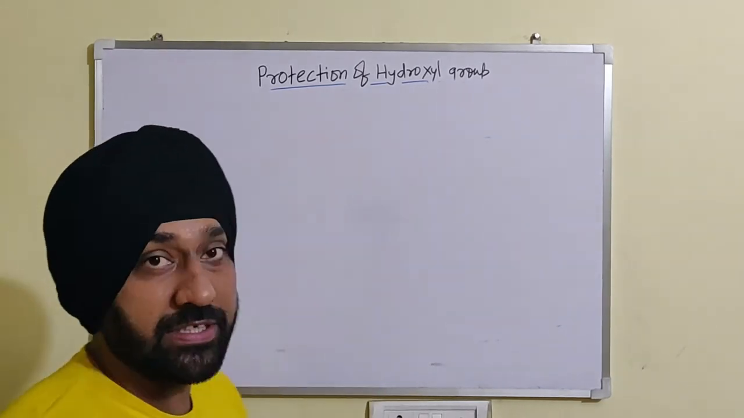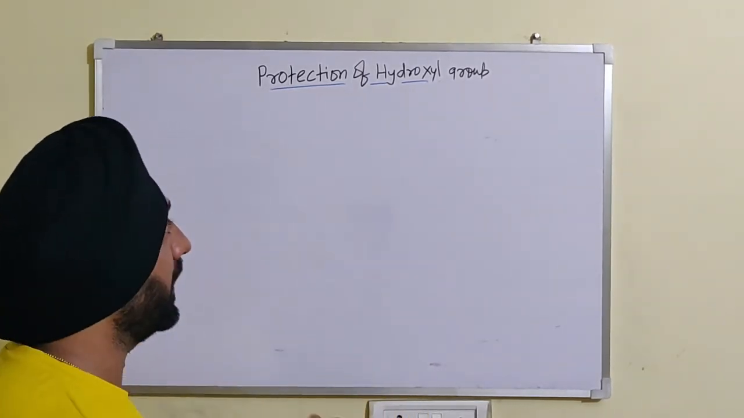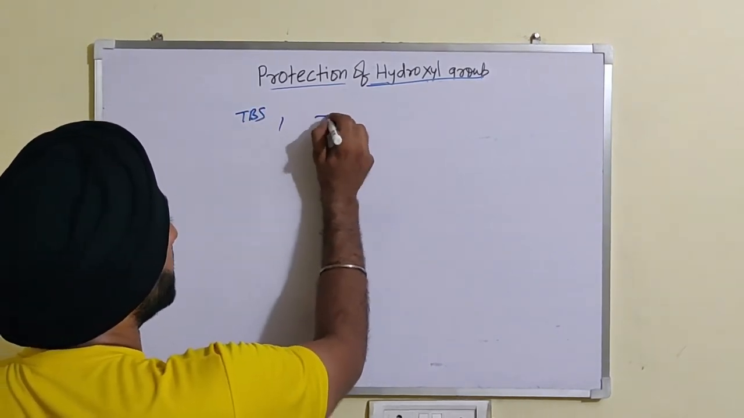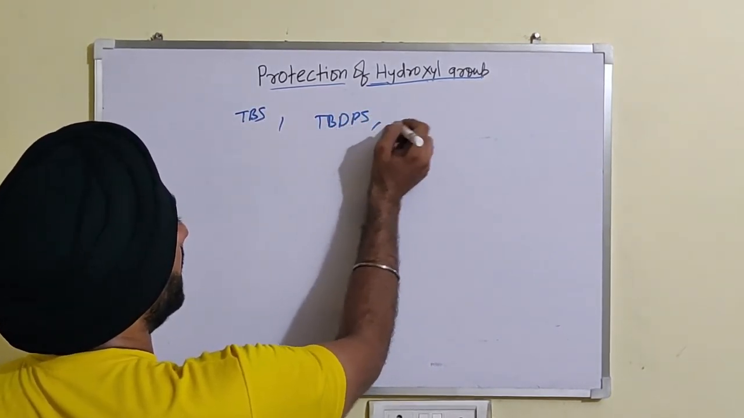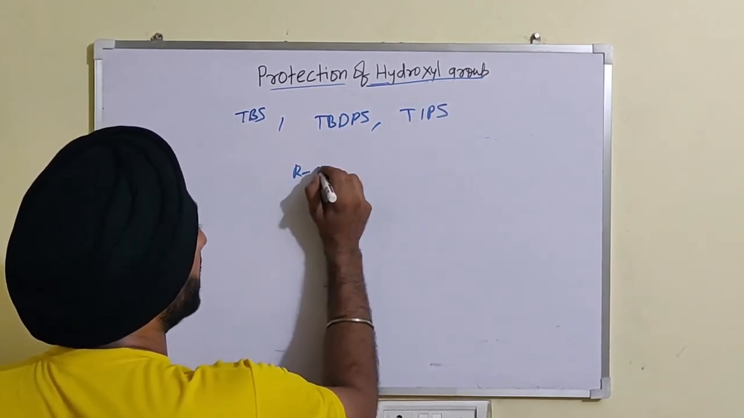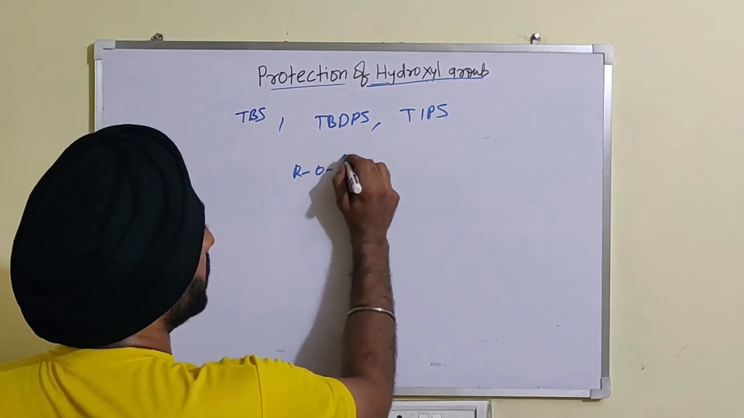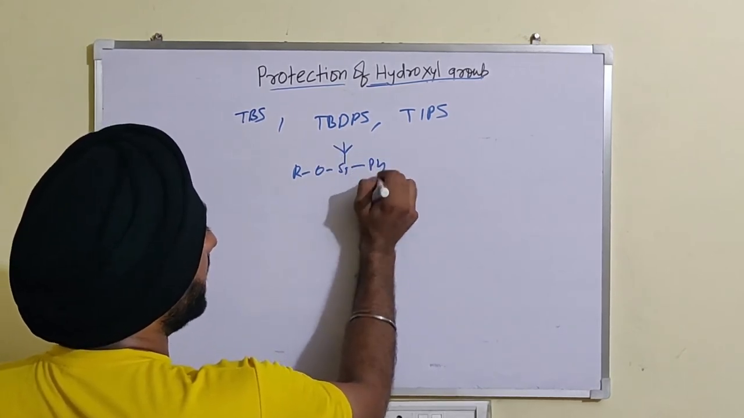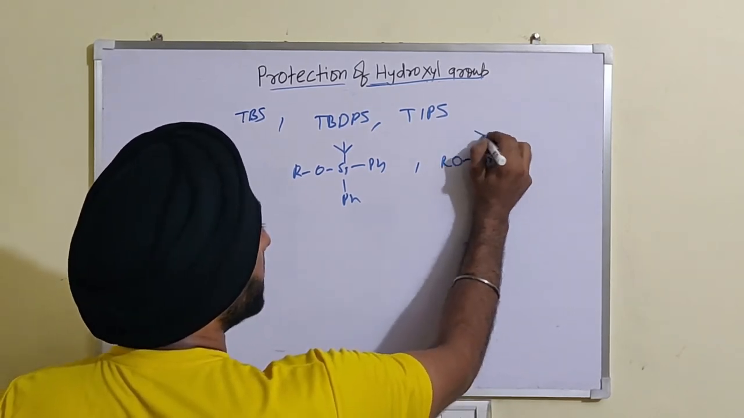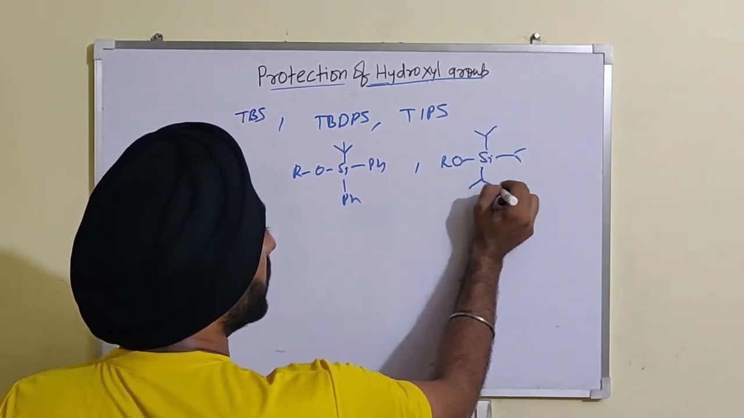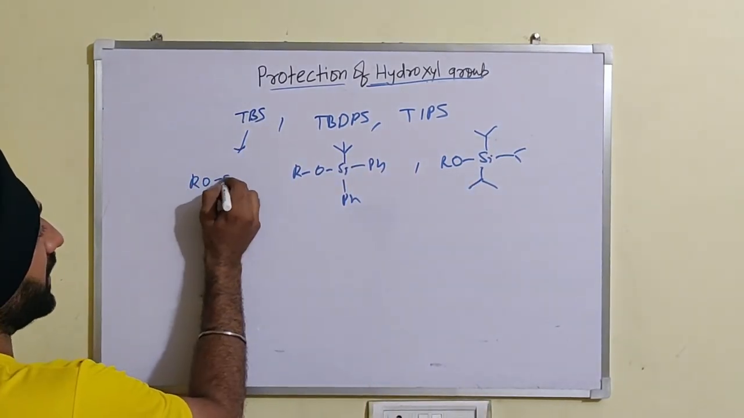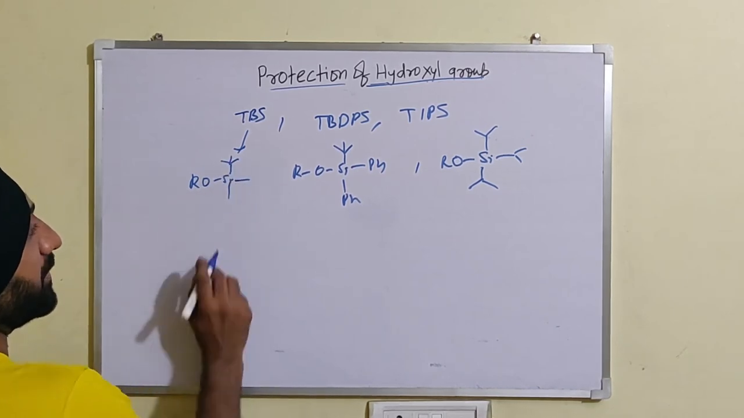Apart from that, since we talked about the protecting group, the TBS protecting group, you will also see the groups TBDPS and TIPS. The only difference is that in the case of TBDPS, it is tertiary butyl diphenyl silane. In the case of TIPS chloride, it is tri-isopropyl. In the case of TBS, we have already written tertiary butyl dimethyl silane.